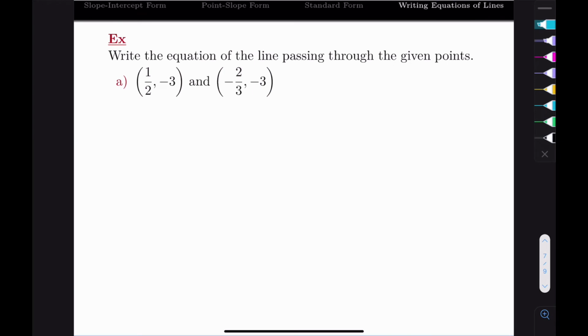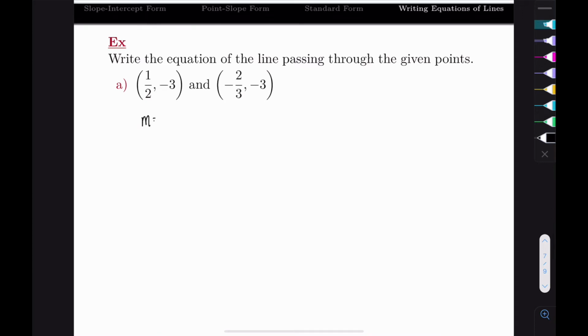So let's combine everything we know now, and we're going to write the equation of the line passing through the given points. So I've got the point 1/2, -3, and then the other point negative 2/3, -3. So I've got points. First thing I need to do is I find that slope. Once I have the slope, I use my point slope form. So we're going to start by finding our slope.